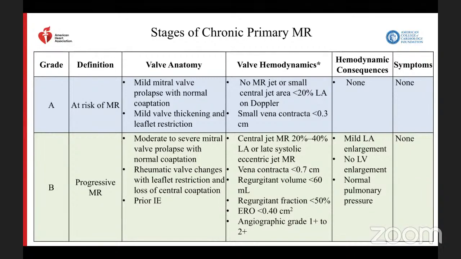For stage B, chronic primary MR, we have moderate to severe mitral valve prolapse with normal coaptation and rheumatic valve changes with leaflet restriction and loss of central coaptation and history of prior infective endocarditis. For the valve hemodynamics, usually you have central jet MR 20 to 40% of LA or late systolic eccentric jet MR, vena contracta less than 0.7 centimeter, regurgitant volume less than 60 ml, regurgitant fraction less than 50%, and EROA of less than 0.4 centimeter square, and angiographic grade of +1 to +2 MR, usually with mild LA enlargement, no LV enlargement, and normal pulmonary pressure and no symptoms.